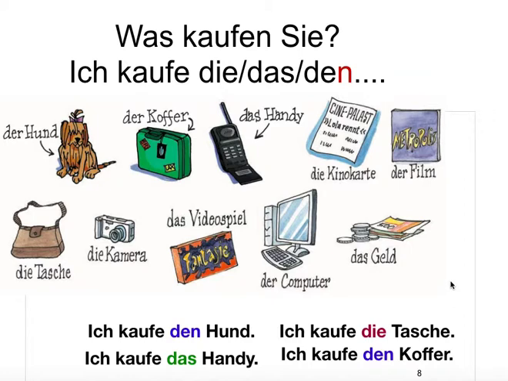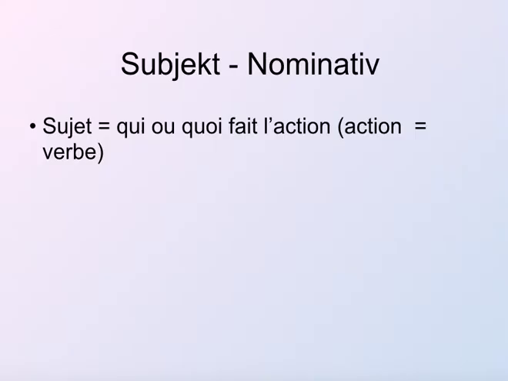I think you're ready to try to write down 3 sentences about 3 things that you're going to buy. You can use these items here on the screen, or you can buy other items, whatever you like, but I would like you to use a feminine noun, a masculine noun, and a neuter noun. So that's your first little homework exercise. So let's look at this.